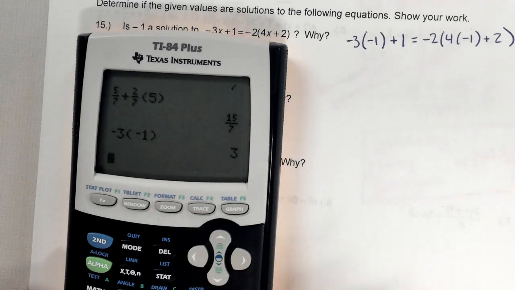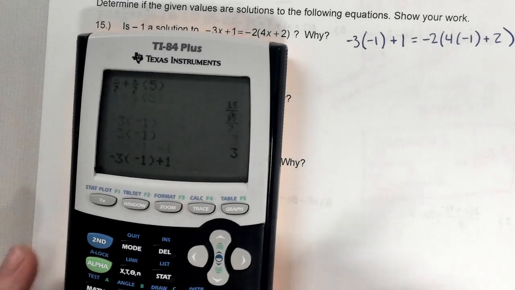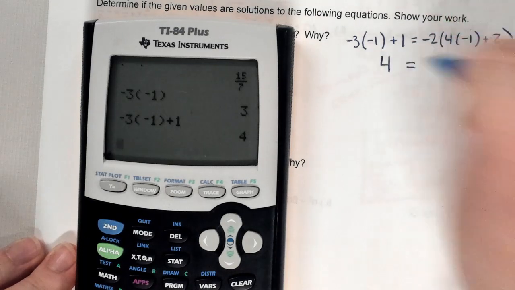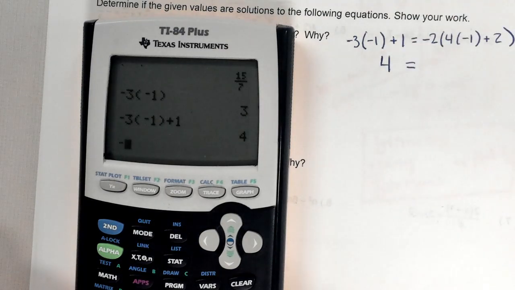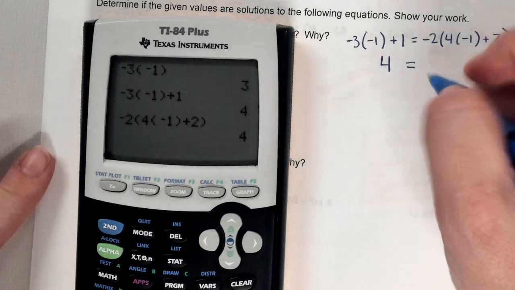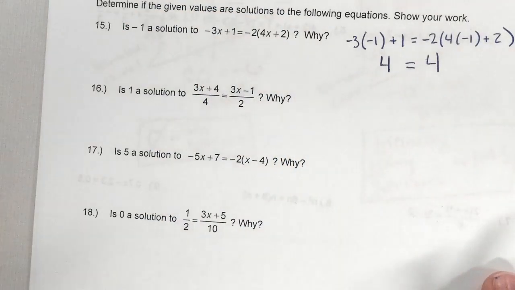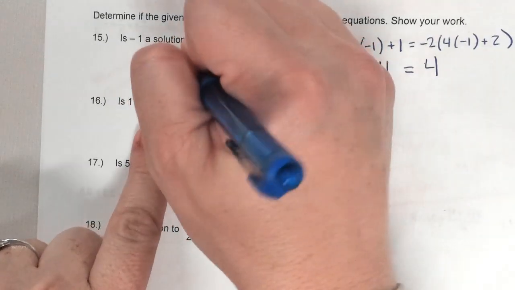Dang it. I'm really struggling here. What does that equal on the left? 4. And when I type the right side, I get negative 2, parentheses 4, parentheses negative 1, parentheses plus 2 parentheses. Lots of parentheses. What does it equal? Is it a solution? Yes. Does 4 equal 4? Yes.